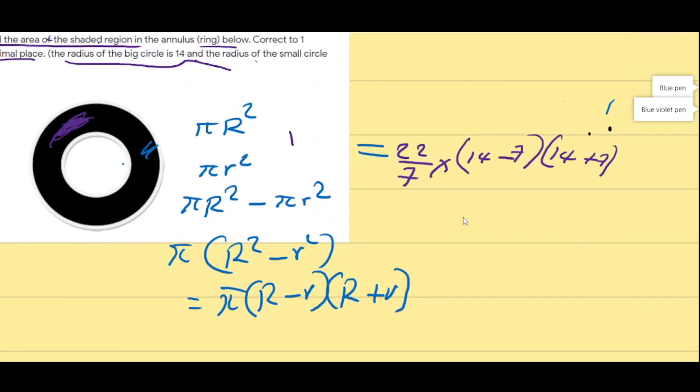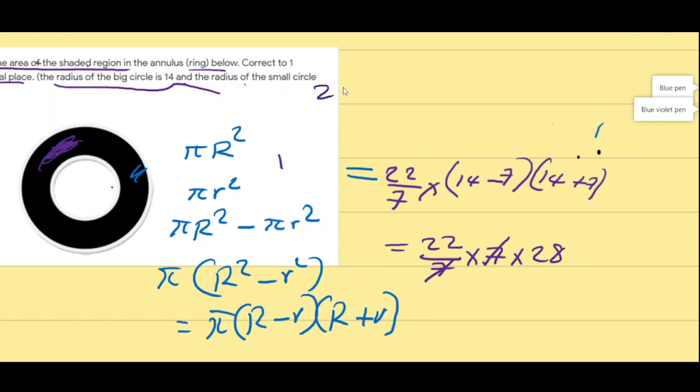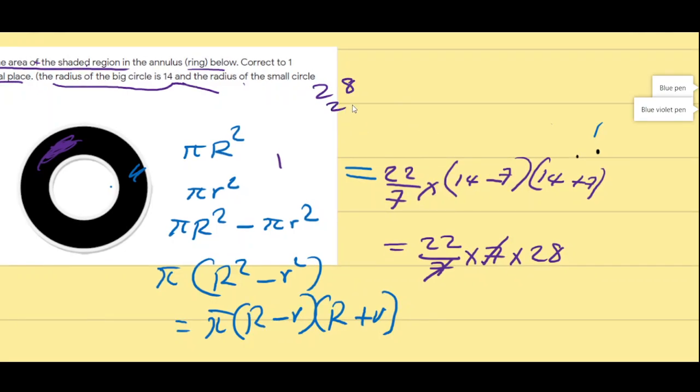So this will give us 22 over 7 times 28. The 7 cancels out, and we only have to find 22 multiplied by 28. It's not that easy to work out, but it's not too hard either. So let's see here. This gives us 616 centimeters squared.